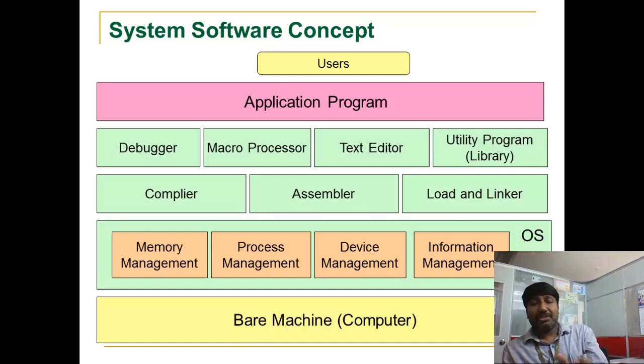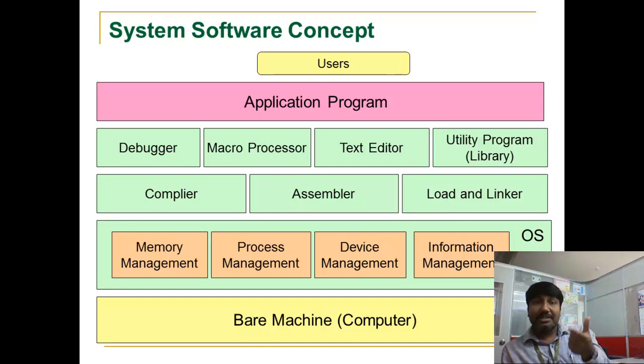Now, above the machine, we will use the operating system on top. You all might study the operating system as a separate course. In this system software course, we don't want to discuss the operating system, but it covers memory management, process management, device management, information management, and a lot of other things. The operating system will provide an interface for the user. At the next level, the operating system will use machine hardware components.